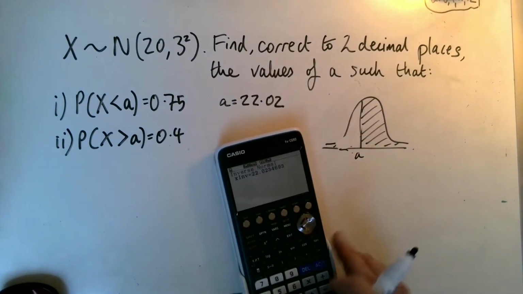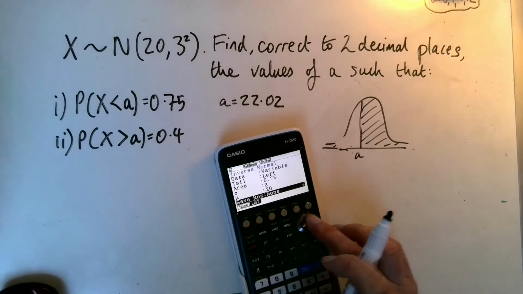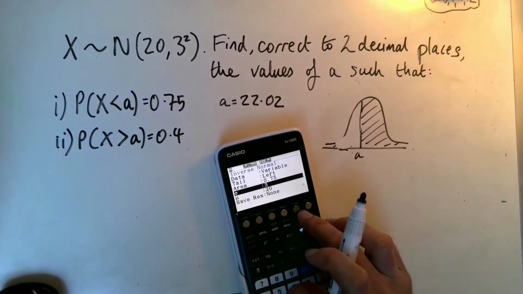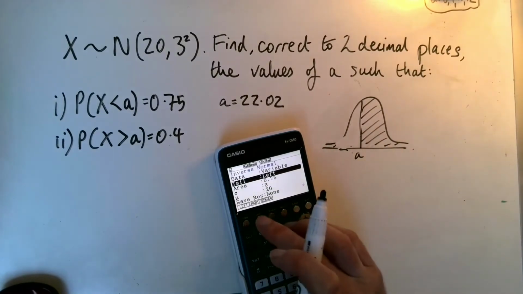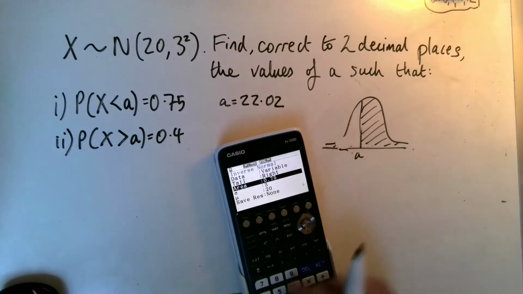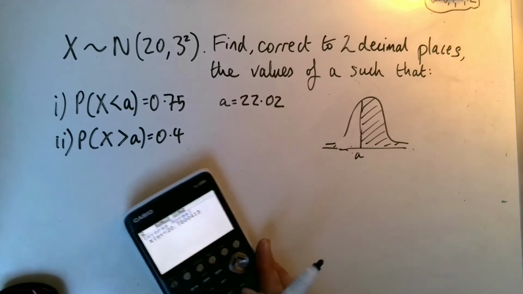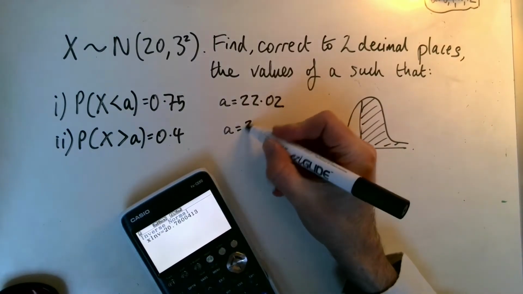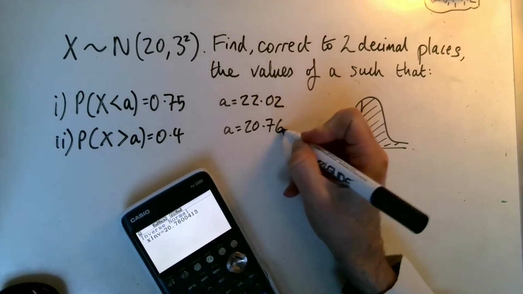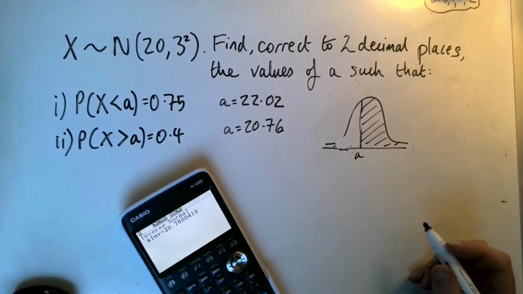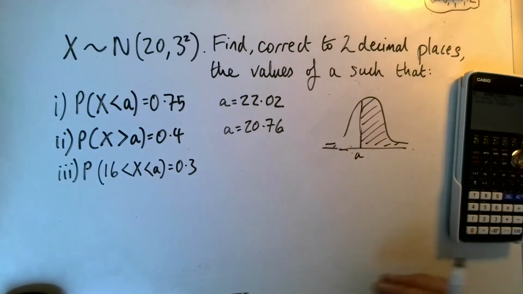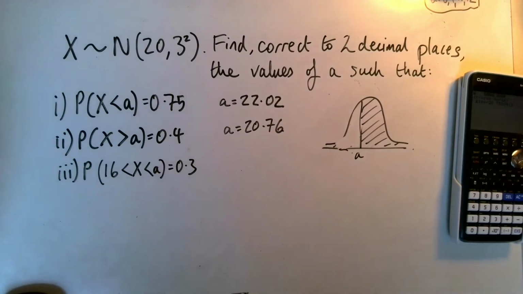And in order to do that, we just need to go back here. This time we've got a right-handed tail, haven't we? And we've got area 0.4. We've got 3 and 20, and that's giving us 20.76. Right, here's our new problem. Pause the video, give that one a little think.